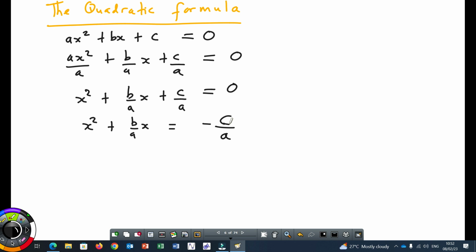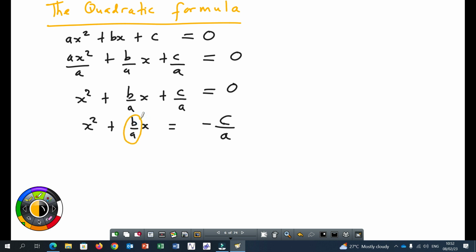So we have to find a half of the coefficient of x. Our coefficient of x there is b over a. Now this is interesting. So b over a divided by 2, you will get b over a times 1 over 2. So half of the coefficient of x is going to be b divided by 2a. Okay? So it means I must add b over 2a squared on both sides.